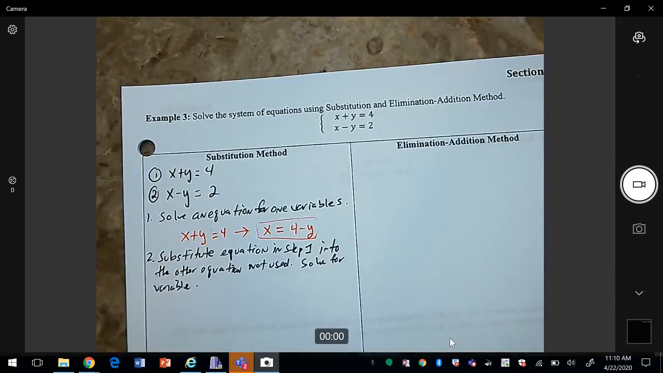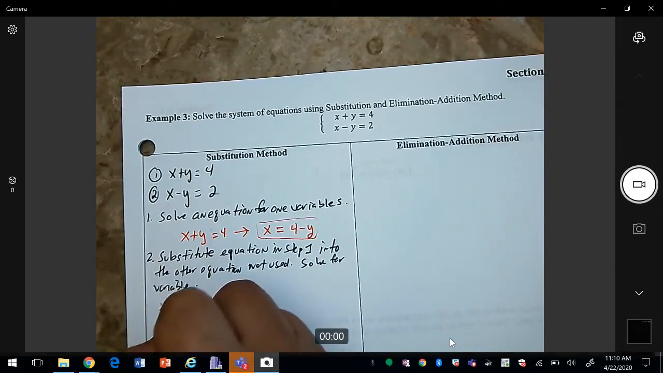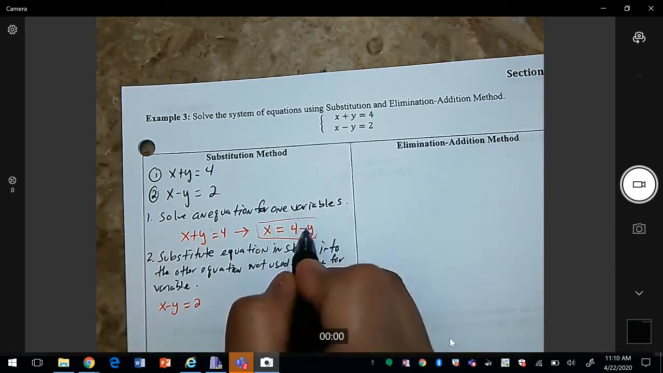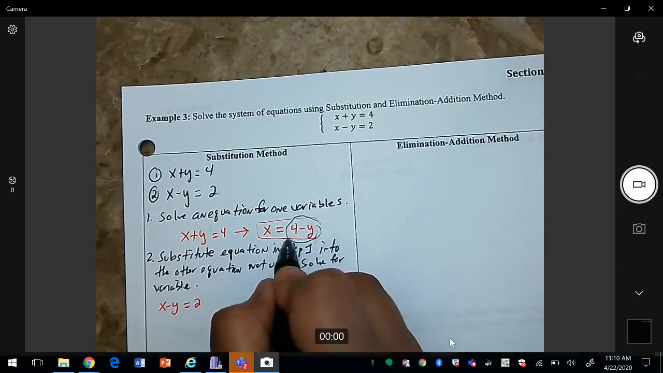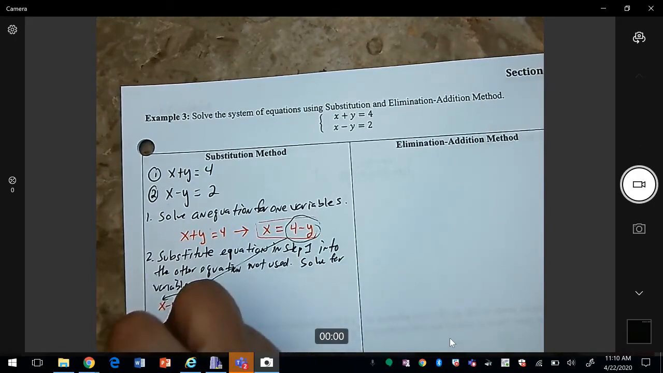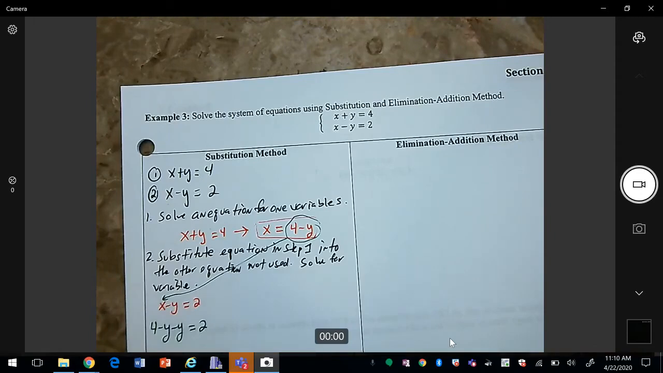Okay, so for example, here we didn't use equation 2, so I'm going to write it down. And then I know from step 1 that x is equal to 4 minus y, so we're going to replace this x by that information. So we're going to have 4 minus y equals 2, and then we're going to solve for y. So 4 minus y is equal to 2. Subtract 4 on both sides. So we get negative y is equal to negative 2. So y is equal to 1.